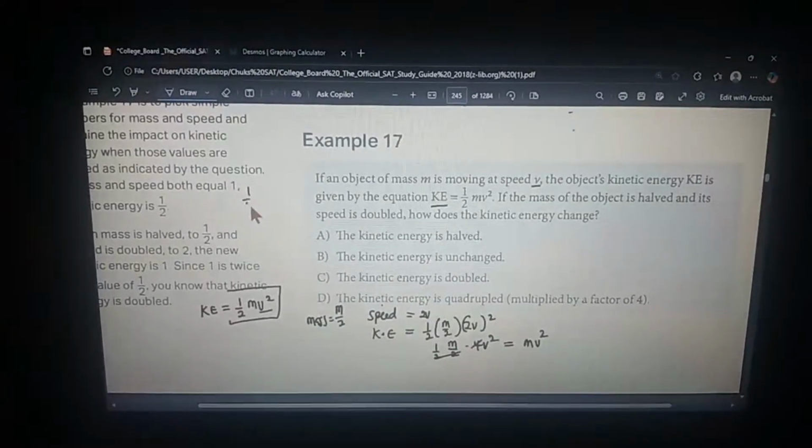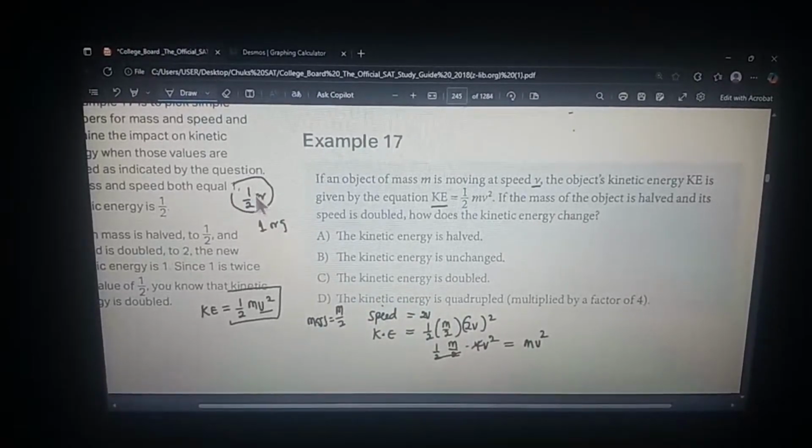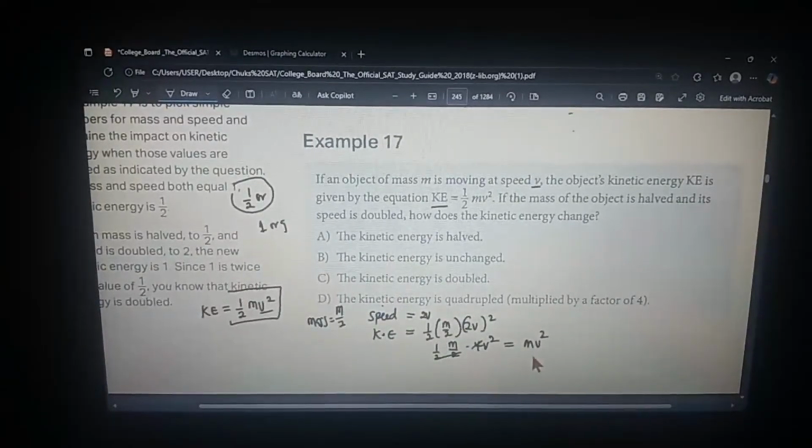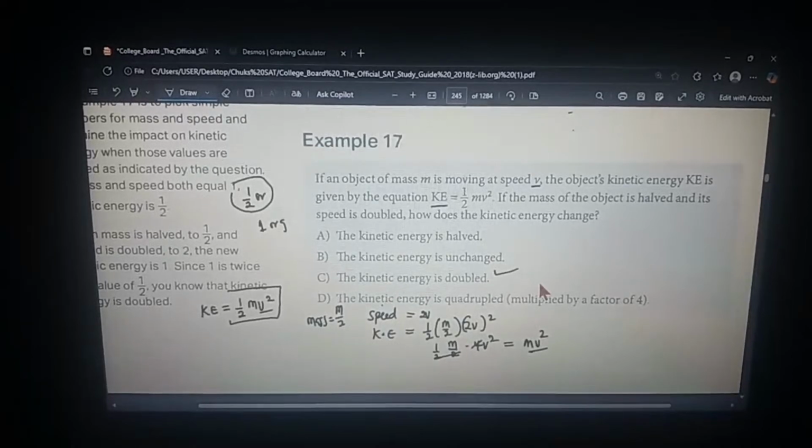Imagine if you have half an orange and now you have one orange. What happened? The half orange doubled to give you one. So that means the kinetic energy doubled to get this particular quantity. So the answer will be C. Kinetic energy doubled.